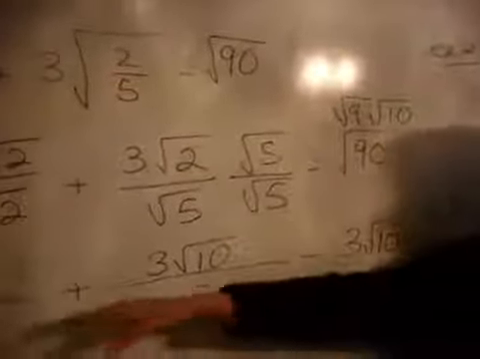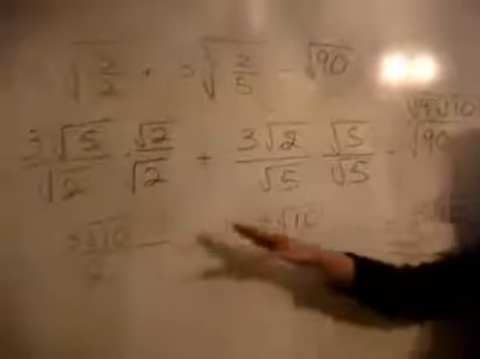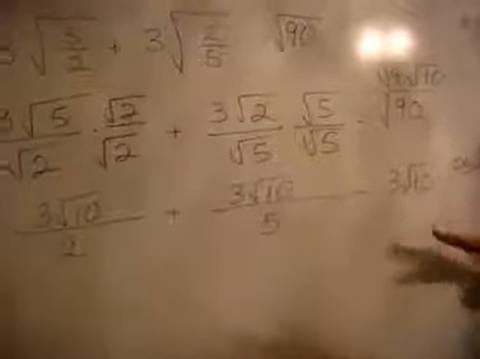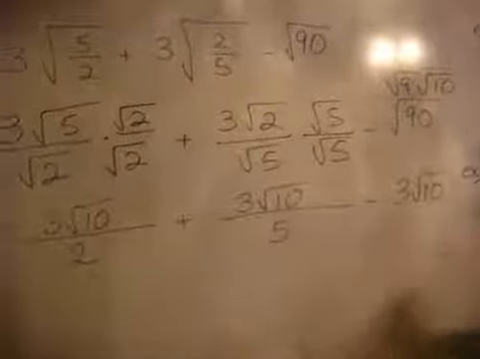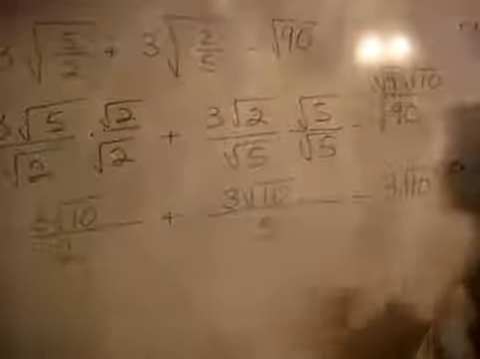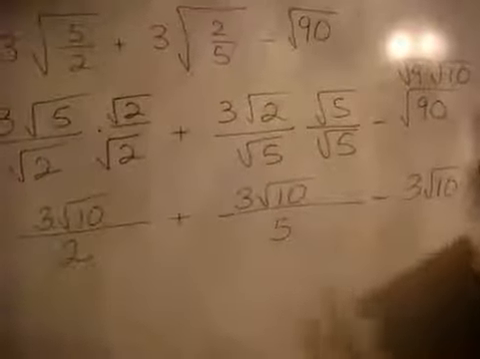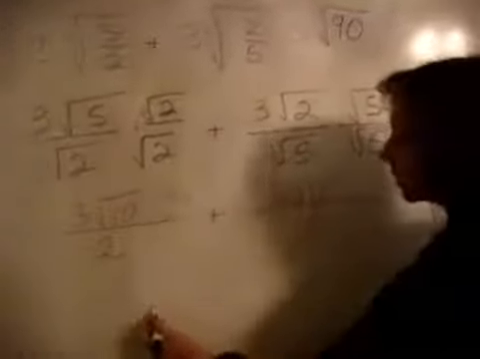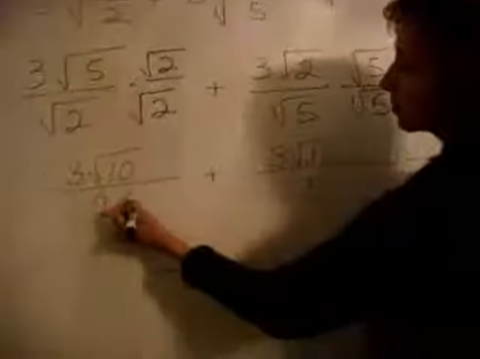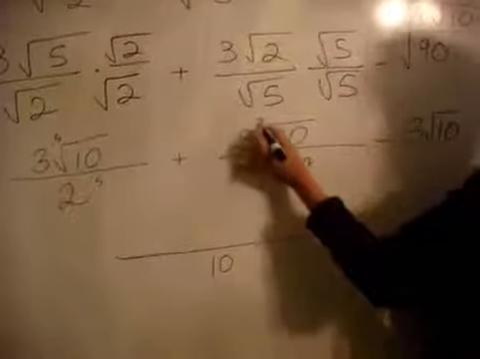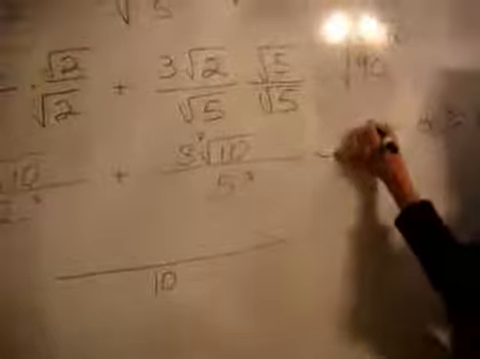Now these are all kind of like terms. We have 3 over 2 square root of 10, 3 over 5 square root of 10, and minus 3 square root of 10. So we just need to find the common denominator. I know I'm going really fast, so you can just rewind it and look at this as you need to. I just want to try to keep this in the YouTube 10-minute slot. So we find the common denominator, and we can see that that's 10. So we need to multiply this one, top and bottom, by 5. This one, top and bottom, by 2. And this one by 10.